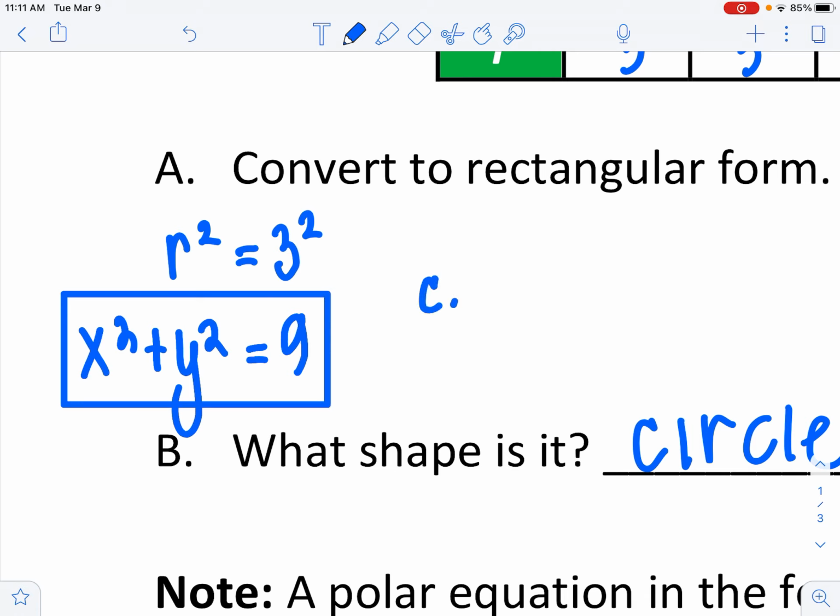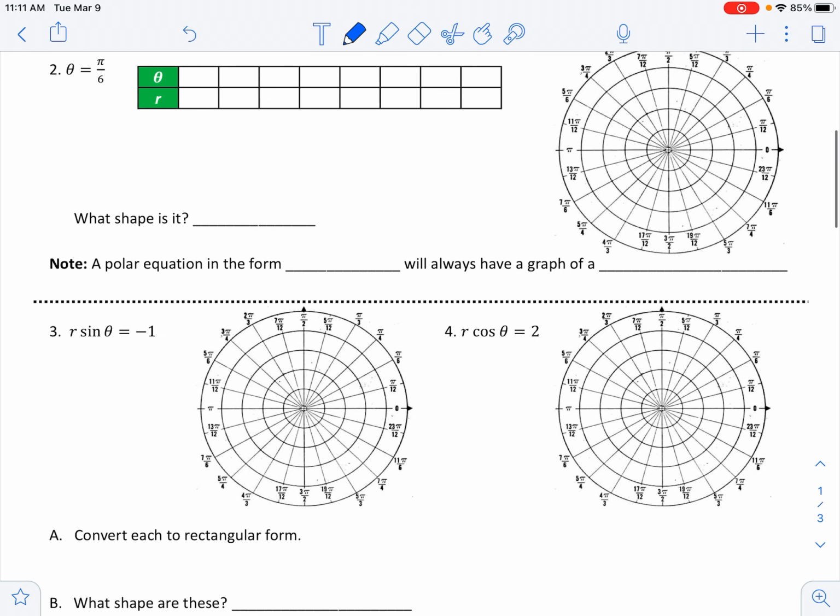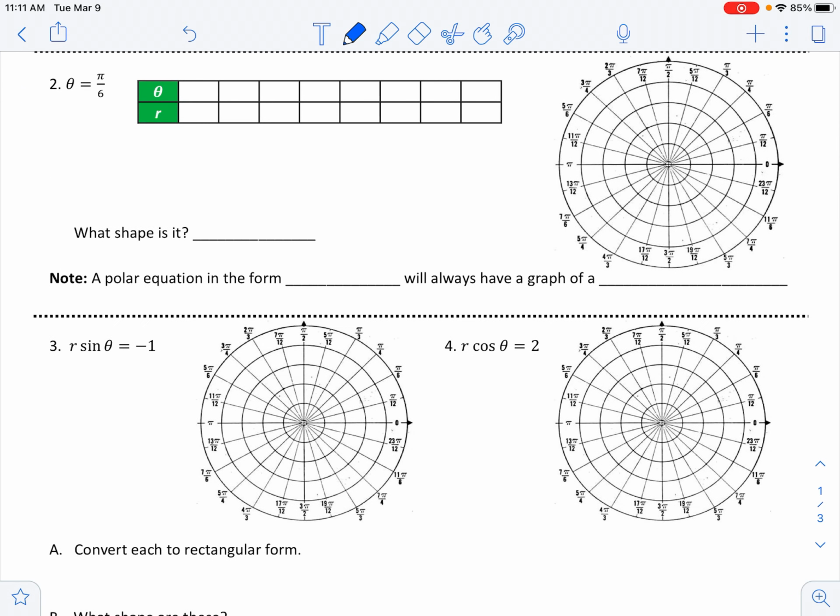So this is a circle with center 0, 0 and radius 3, okay? Just like this is. Do I want you to convert to know that? No, I want you to see r equals 3 and know, oh, that's a circle, center 0, 0, radius 3. Okay, try this other one. Theta equals pi over 6.